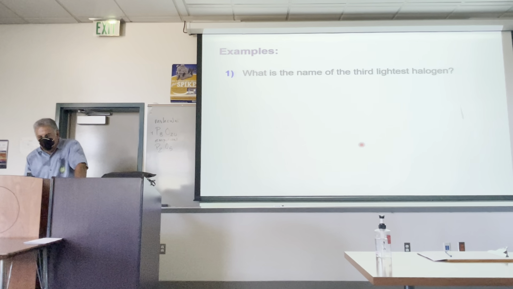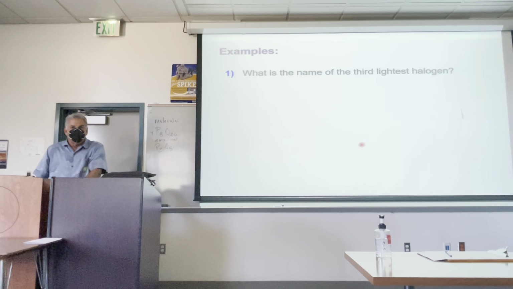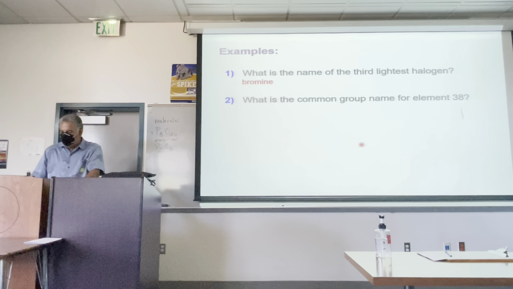So, name the third lightest halogen. So that would be bromine. Right, so you look on the periodic table, you look at the masses, and third lightest. It's a weird way of doing it. What is the common group name for element 38?